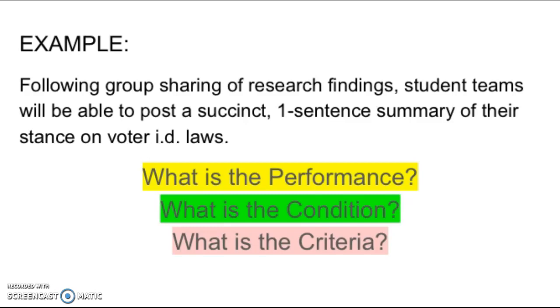Following group sharing of research findings, student teams will be able to post a succinct 1-sentence summary of their stance on voter ID laws. In this objective, what's the performance? What's the condition? And what's the criteria? Let's see if you're right.